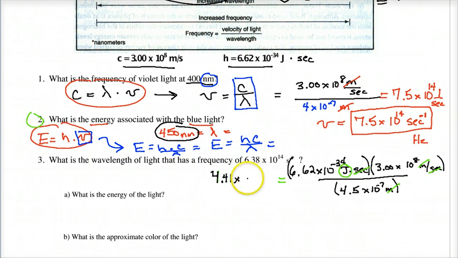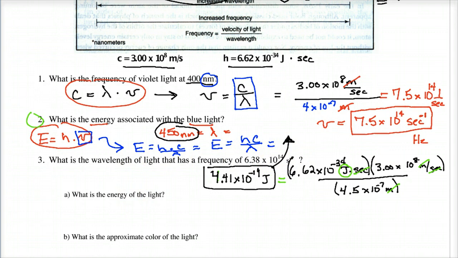times 10 to the negative 19. And that's joules, because everything cancels. Use your units, people. Of course, that goes up here. Now, this is actually joules per photon. Each individual packet of light we learned. So it's a small number. This is one particle of light, so obviously it's going to be tiny.